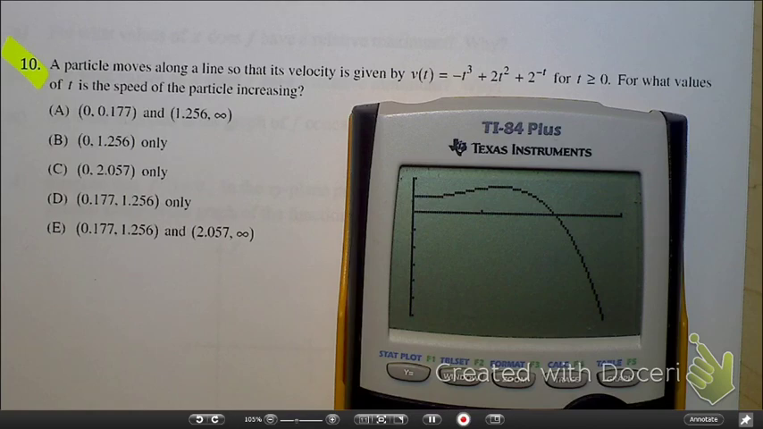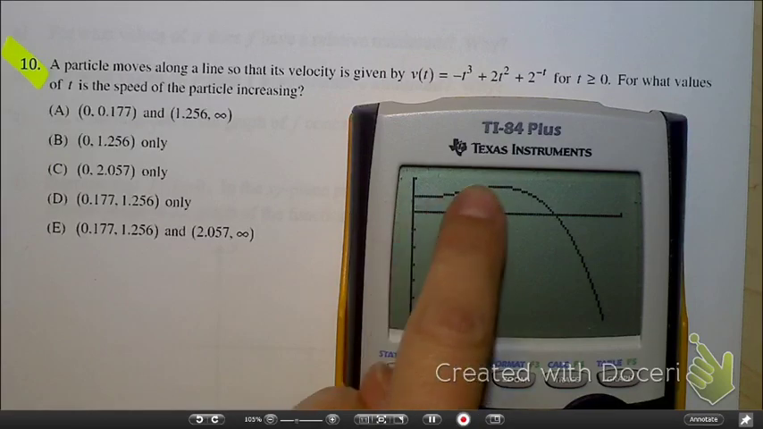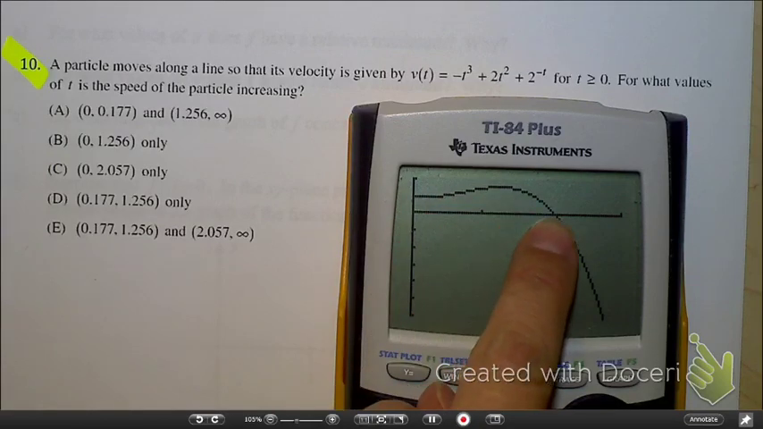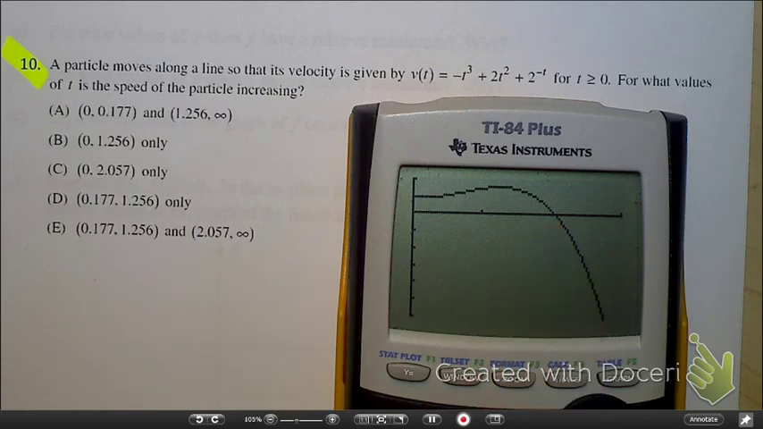It says, for what values of t is the speed of the particle increasing? So remember that speed is increasing wherever velocity and acceleration are the same signs. So here's what that looks like graphically. Right here, velocity is positive. All the way up till about 2, velocity is positive. And then after 2, velocity is negative.